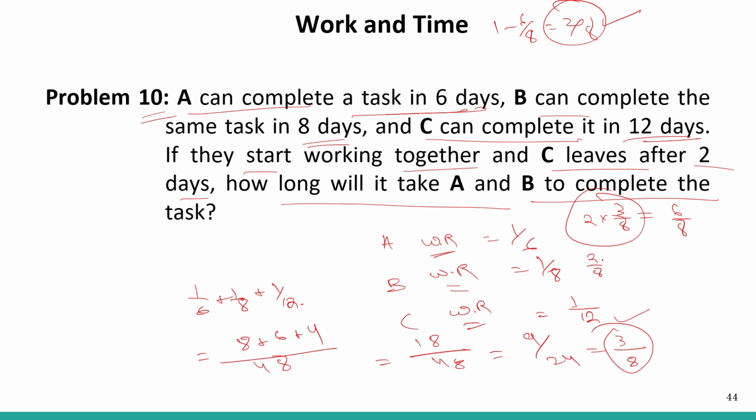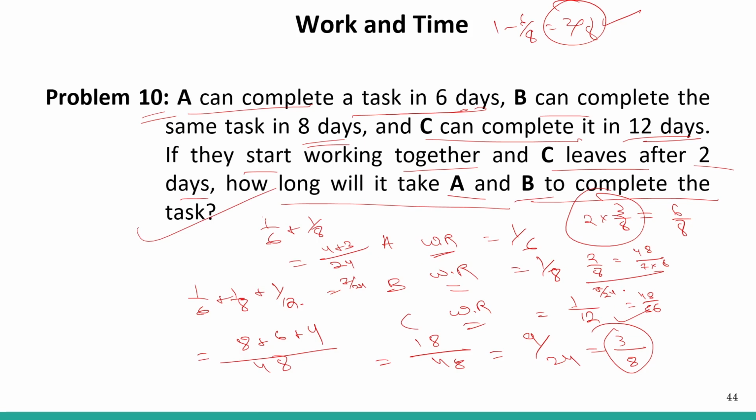So 2 by 8 is the amount of work remaining, and the new combined work rate of A and B will be 1 by 6 plus 1 by 8, that is equal to 4 plus 3 by 24, so 7 by 24. So this will be 48 by 7 into 8, that is 48 by 56 number of days it will take for A and B to complete the task.